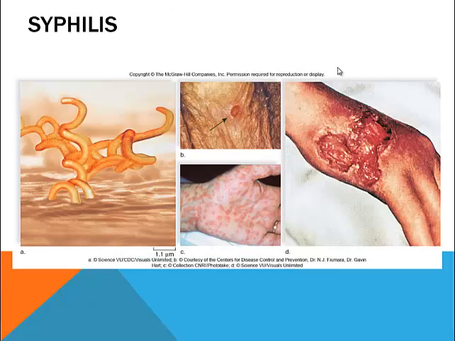And here's your picture. In A, you see the actively motile corkscrew organism. This is the bacteria that causes the infection. B is showing you the canker at the site of infection, the non-itchy rash in C, and then the large destructive ulcers or gummas in picture D.